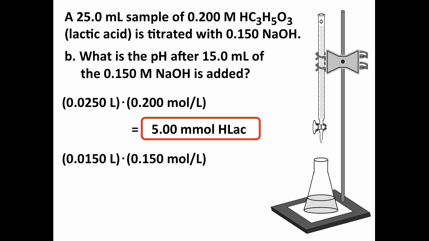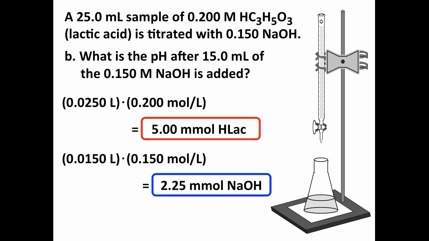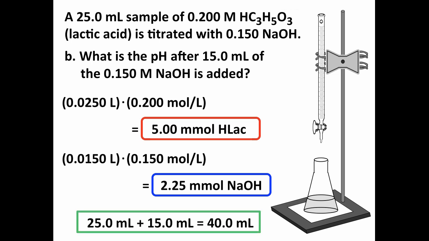Now, similarly, for the sodium hydroxide, we have 15 milliliters, which is 0.0150 liters, times 0.150 moles per liter, the solution concentration, gives us 2.25 times 10 to the minus third moles of NaOH, or, in our shorthand notation, 2.25 millimoles of NaOH.